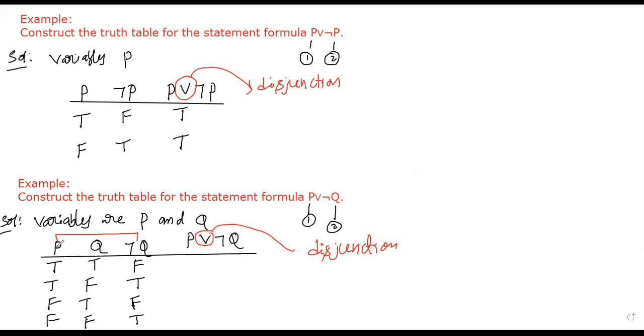P is true, negation Q is false: true. Next, both are true: true. Next, F and F: false. F and T: true. So this is the table. Do you understand? Yes, sir. Can you solve these types of problems? Yes, sir. Okay. Now we can discuss some more problems.